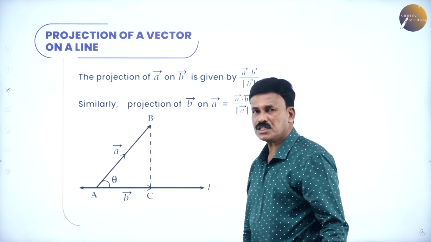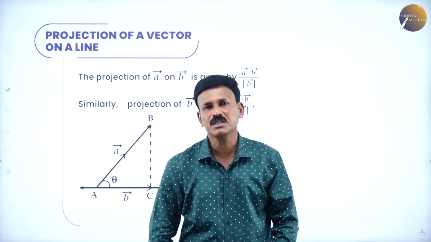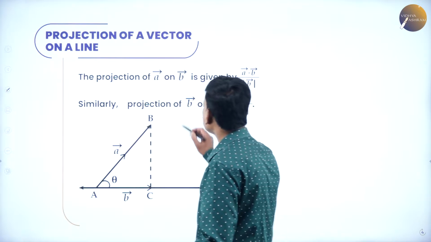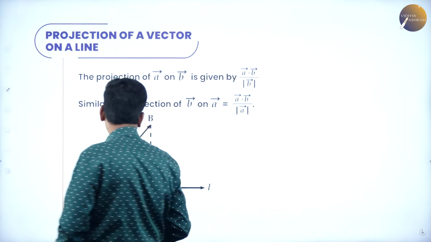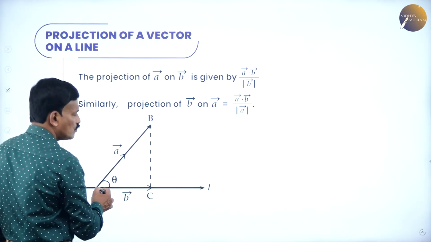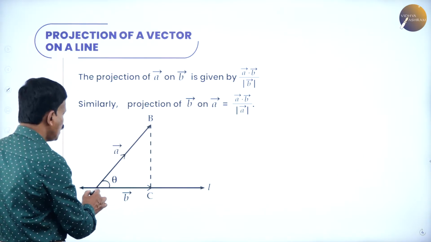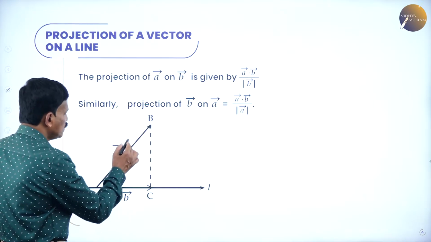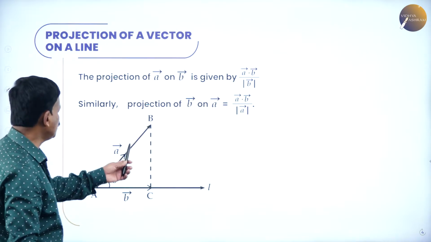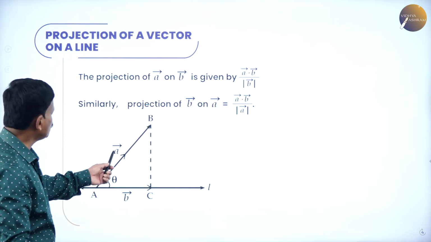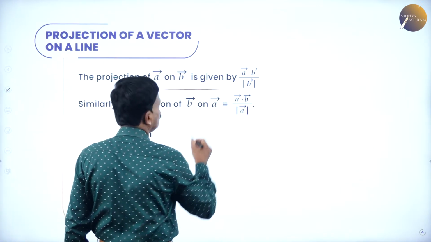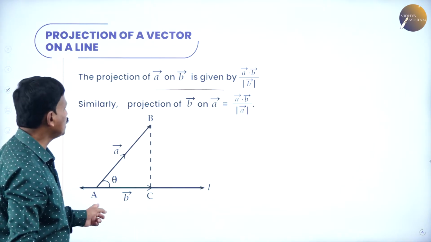Now, knowing the dot product, one of the important applications is to find the projection of a vector. Let us consider two vectors: AB is the vector A and AC is the vector B. If theta is the angle between the vectors AB and AC, then the projection of vector A on vector B is given by A dot B divided by length of B.